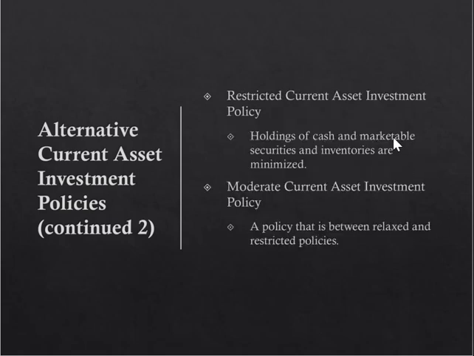If you have a restricted policy, holdings in cash and marketable securities and inventories are minimized, and that also means you're probably getting paid in cash. So you don't hold a lot of cash, marketable securities, inventories or accounts receivable. And then a moderate policy, which is how most companies operate, is between relaxed and restricted, where you are balancing all those elements.